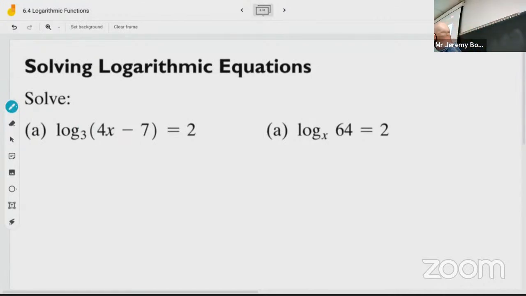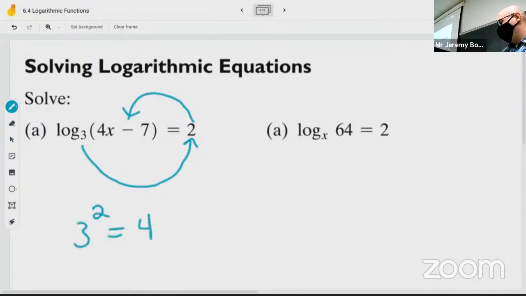Can we switch that up somehow? Or you could do the opposite of it. I think you're on the right track. You know how when you do the opposite of the log? What's the opposite of a log? The inverse of the log is the exponential, right? Exponential form. So if we switch this to the exponential form, what is it going to be? The base is going to be 3 raised to the second power is equal to 4x minus 7. So we're going to have 3 squared is equal to 4x minus 7.